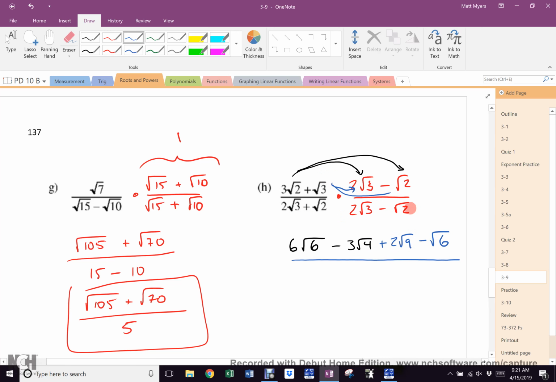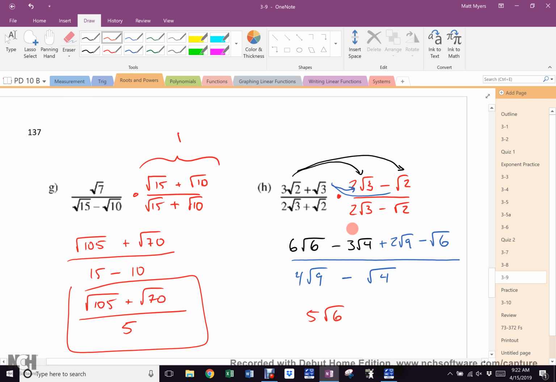You know the shortcut now. What's 2 times 2? 4. 3 times 3? Root 9. Minus root, what's 2 times 2? Root 4. Now simplify. Is there anything I can do in the numerator? You see a root 4 and a root 9, don't you? And you see a root 6, take away root 6. So what is 6 root 6, take away 1 root 6? 5 root 6.